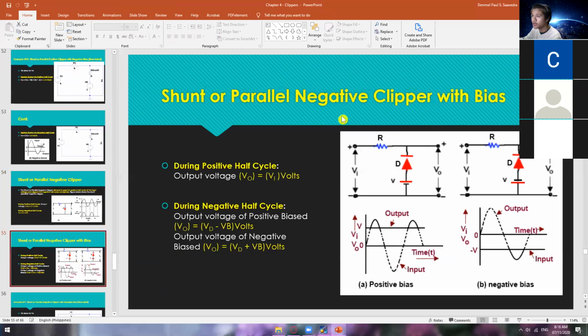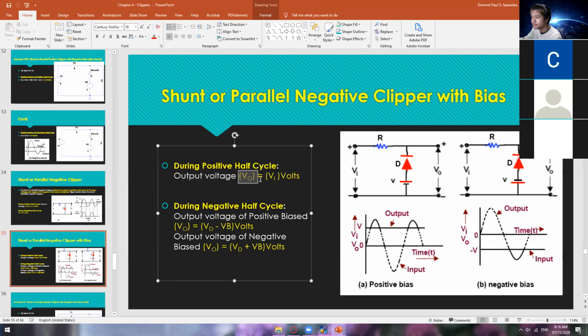And then the other one is, of course, the same circuit, a parallel negative clipper, but now with a bias voltage. It's an additional voltage below the diode. Okay, so during the positive half cycle, the same. The output voltage is V sub O is equal to V sub I, since, of course, as you can see, this circuit will become completely reverse bias. So as a result, our V sub I will still flow in our V sub O. And then during the negative half cycle, instead of having 0 volts, we now need to consider the voltage drop of the diode and then the bias voltage itself.